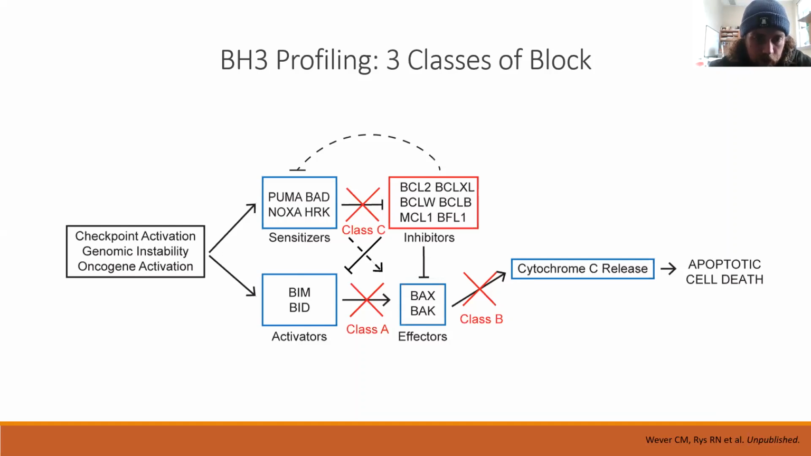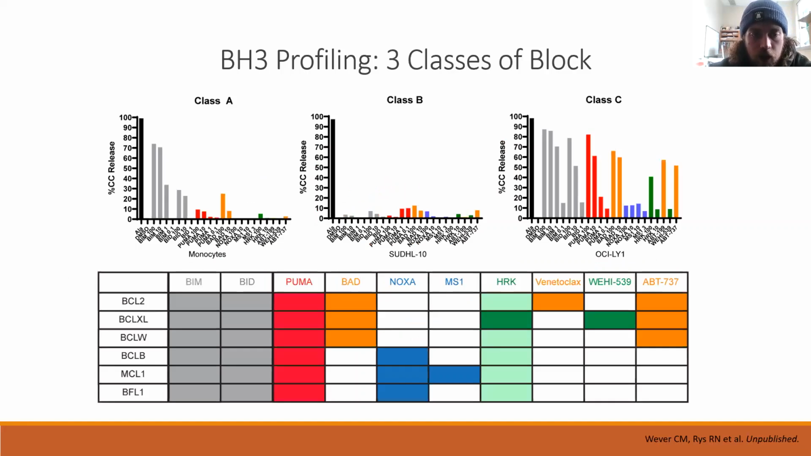Now there are 2 other types of block, which I'll show examples of on the next slide: class A and class B. These blocks are different because they show a defect in the pro-apoptotic proteins. So no matter how much we get rid of or inhibit the anti-apoptotic proteins, these cells are still not going to undergo apoptosis because they have some sort of pro-apoptotic defect. Here's a reminder of the binding pattern on the bottom, and these are experimental examples we've done in the lab showing different classes of block.